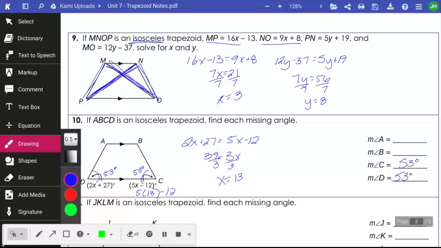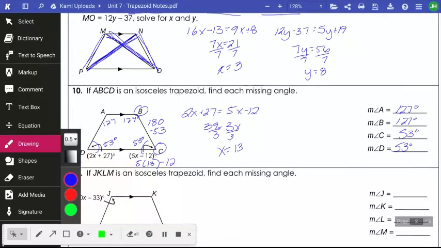And then to find B, angle B and angle C have to be supplementary. So I'll do 180 minus 53 so that I get 127 degrees. Angle A is also 127 if angle B is 127 because those are base angles. I wrote it in the wrong place, but it happened to work out.